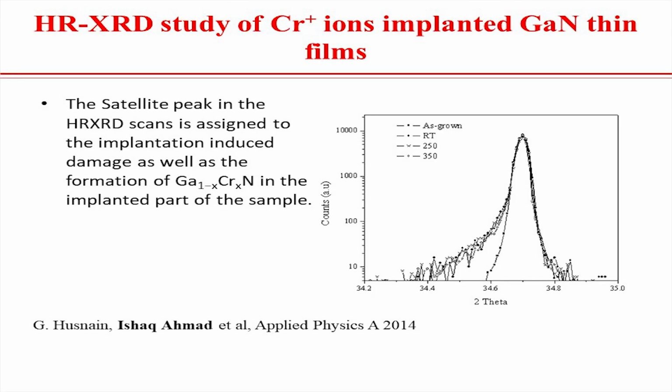In another experiment, we have also observed satellite peaks. Here you can see the induced scan is assigned to the implantation-induced damage as well as the formation of a new gallium chromium nitride compound in the implanted part of the sample. So if we use this type of advanced technique, we can get published in a good journal easily.